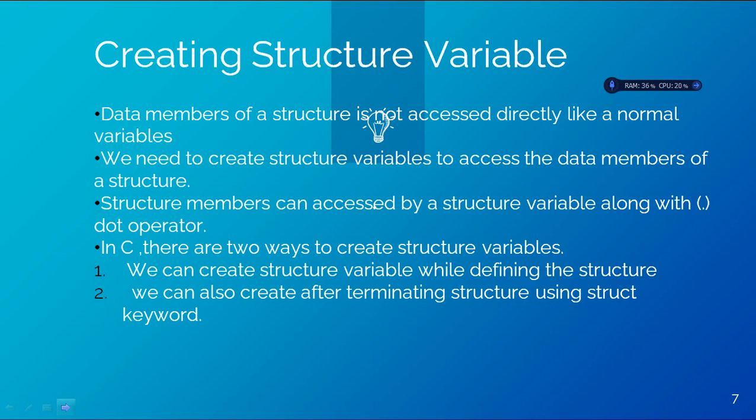Like normal variables, we cannot access the data members of a structure directly in C programming language. We need to create a structure variable to access the data members of a structure. Structure members can be accessed by a structure variable along with a dot operator. In C programming language, there are two ways to create a structure variable. The first one is we can create a structure variable while defining the structure itself. In the second way, we can also create a structure variable after terminating the structure definition by using the struct keyword.